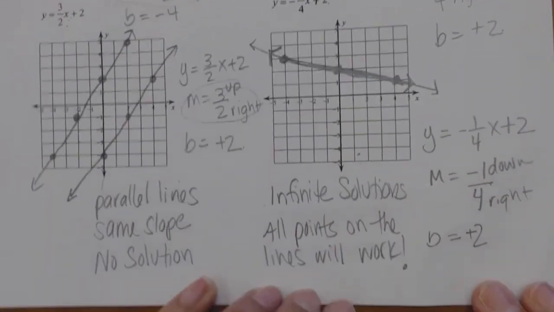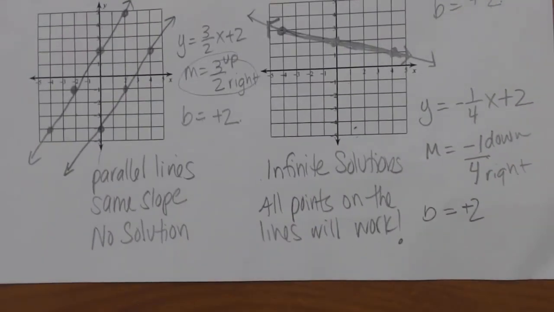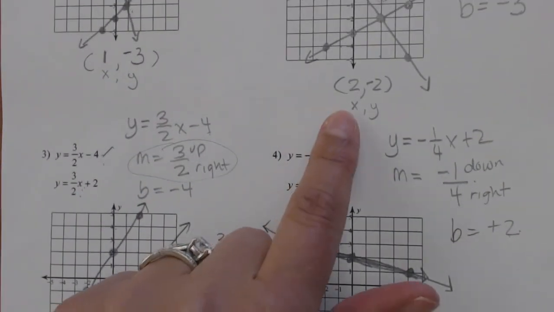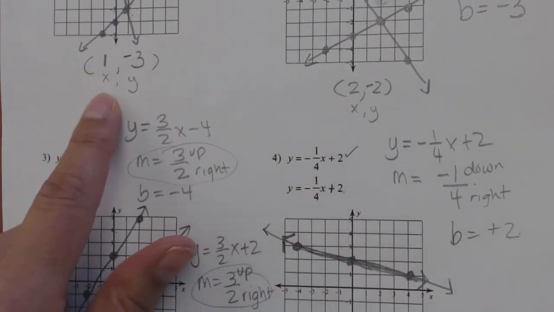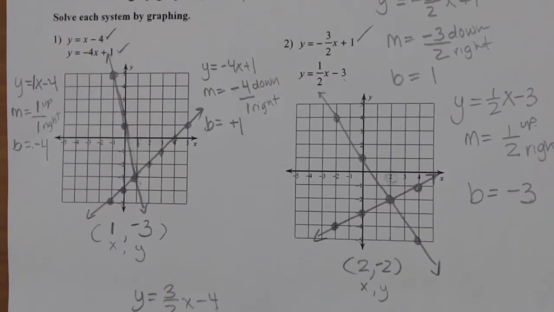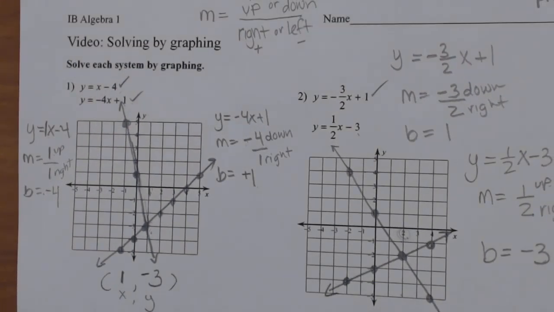And again, I would like you to check these solutions, or this had infinitely many. The other solutions were 2, -2 for this and 1, -3. But I want you to be able to graph them first, and then we will go on to checking them, and that will be a different video for you. So I hope this helped. This has been the video solving by graph.